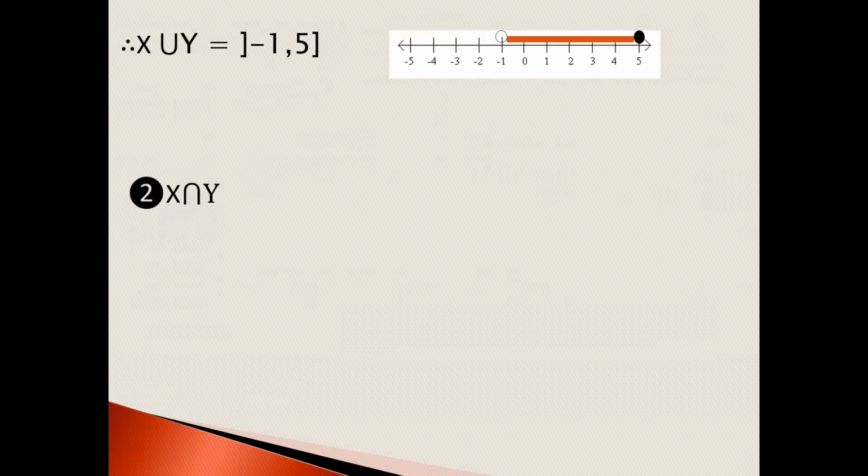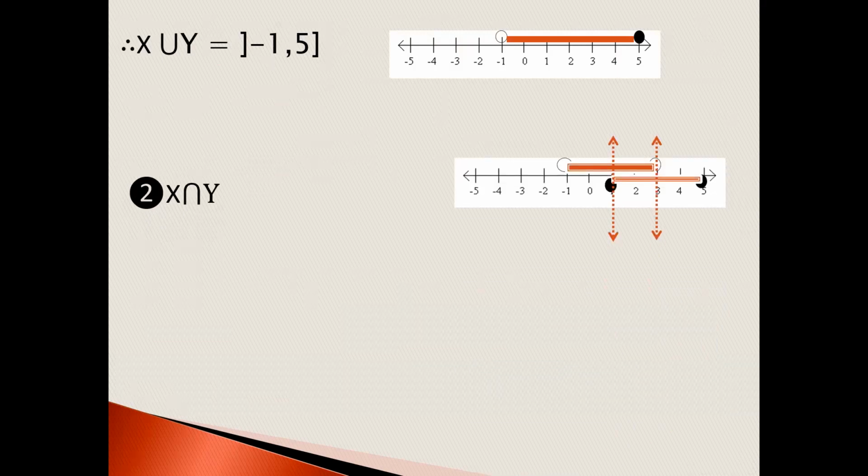Number 2, x intersection y. X intersection y means that I want the common numbers between x and y. What are the common numbers between x and y? Here I draw x, negative 1 and 3, negative 1 open, 3 open. And the next interval, y, 1 and 5 closed. I want the common numbers between them. So I'll take the numbers in the middle. Here it will be 1 and 3.